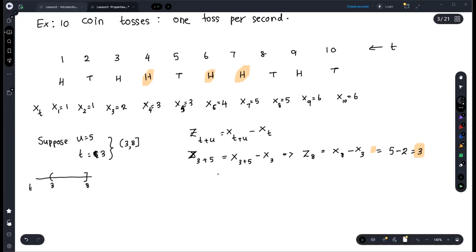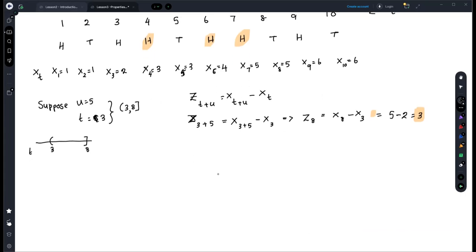Okay, let's try another one. Let's use the same u with t equals 4. See what will happen now.